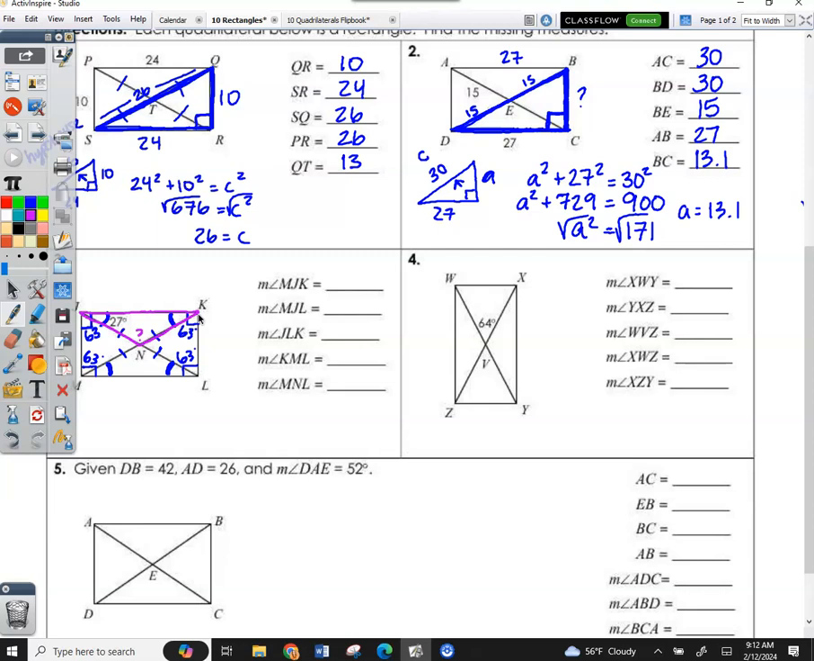I know this is 27, and I know they add to 180 because it's a triangle, right? So 180 minus 27 minus 27 is what? 126. You see how we got that?